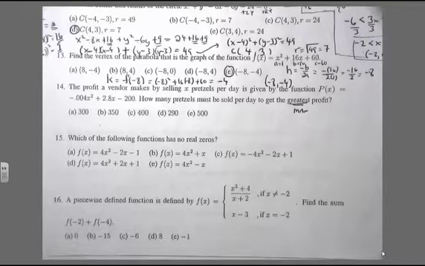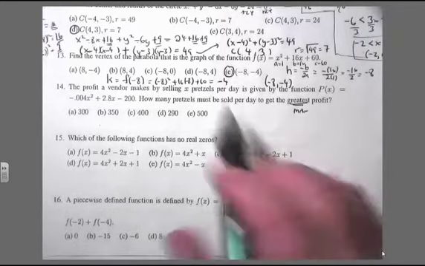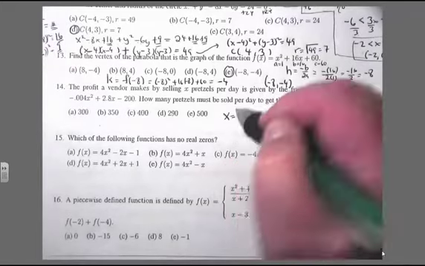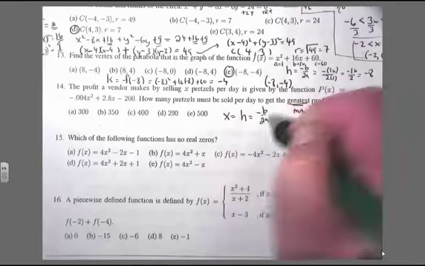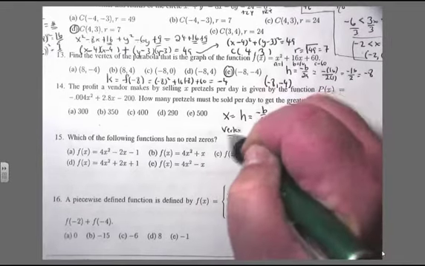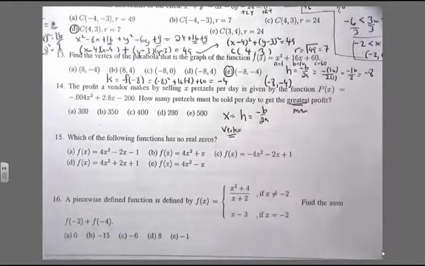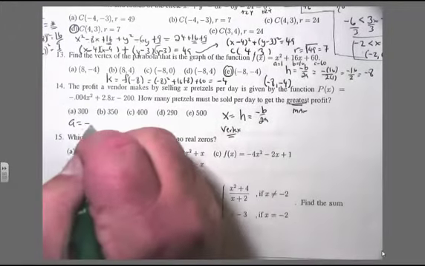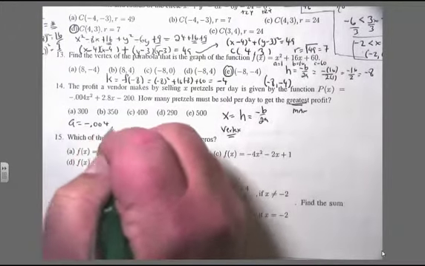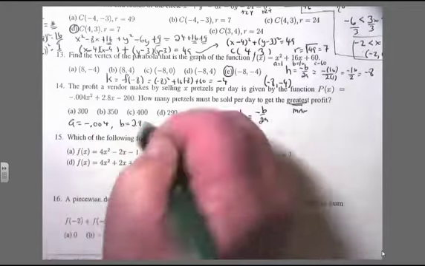And because the x represents pretzels, we want the x coordinate, which is also known as h, which is the formula negative b over 2a for the vertex. The max or greatest or minimum means you're looking for the vertex. So in this particular problem, a is equal to negative 0.004, b is equal to 2.8, and c equals negative 200.